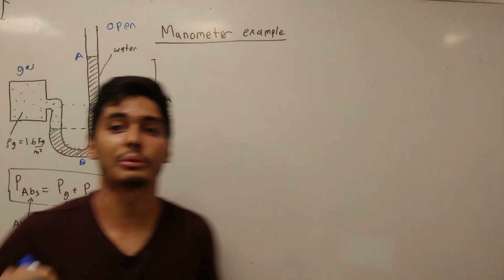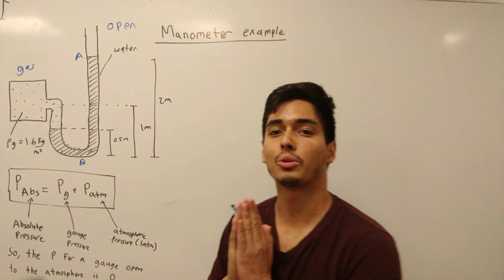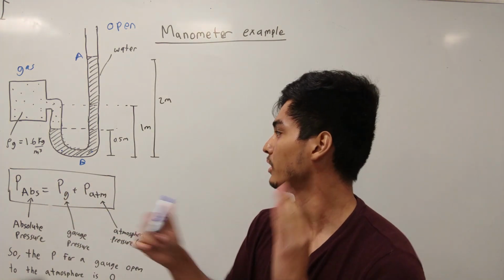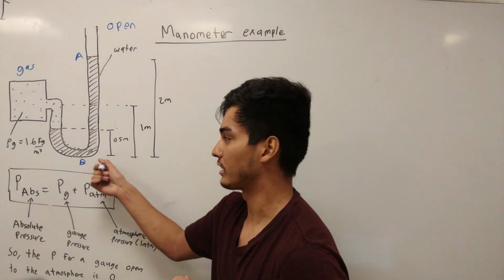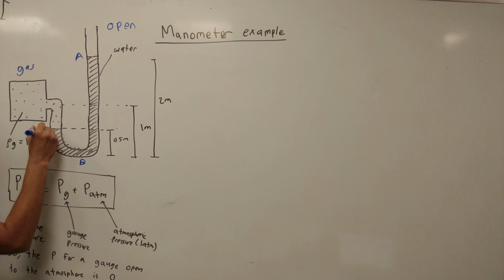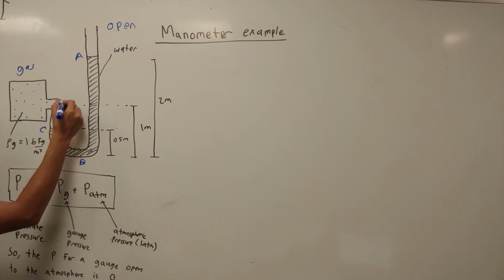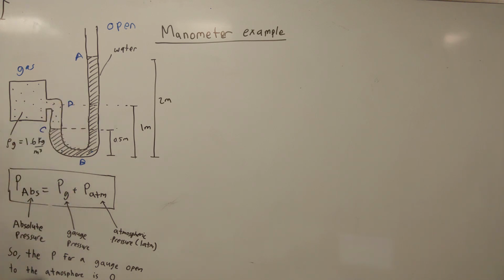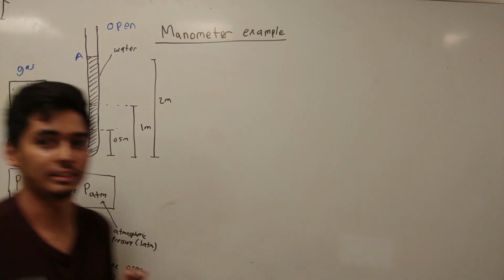Remember, it doesn't matter if it's here or here. Why? Because when we were deriving the hydrostatic equation, remember I told you that horizontally the pressures cancel out. So the pressure down here on the right side is equal to the pressure over here on the left side. And then this pressure over here is going to be pressure C, and this pressure is what we're solving for, which is going to be the pressure of the tank, D.